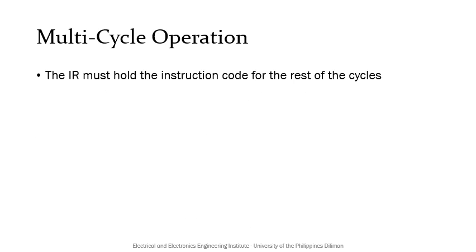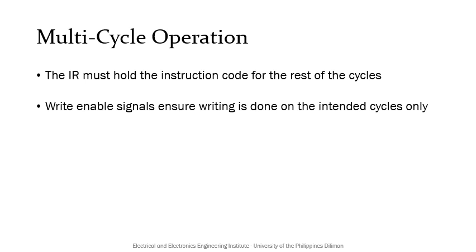Next, the IR must hold the instruction code for the rest of the instruction cycles so that the control unit can remember what instruction is being executed across different clock cycles. In line with this, the write enable signals ensure that writing is done on the intended clock cycle only. This applies not only for PC and IR, but also for the register file and the data memory.